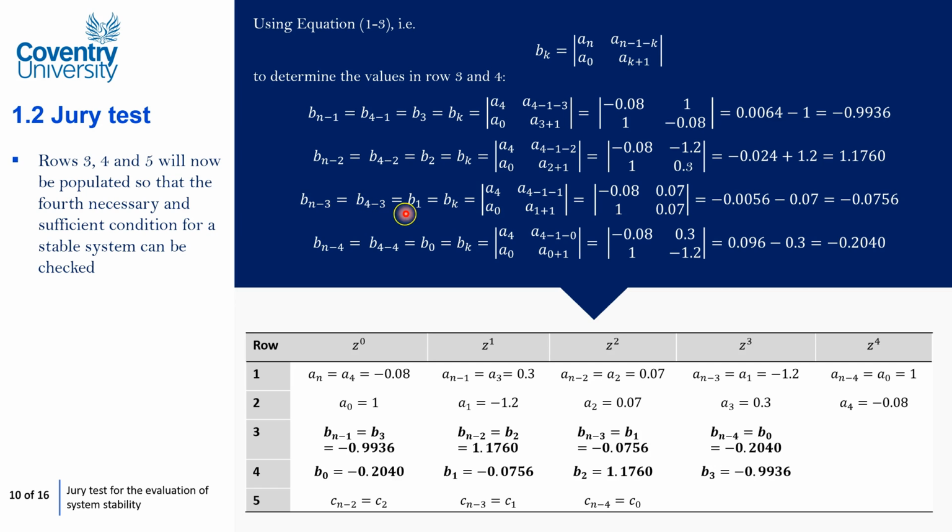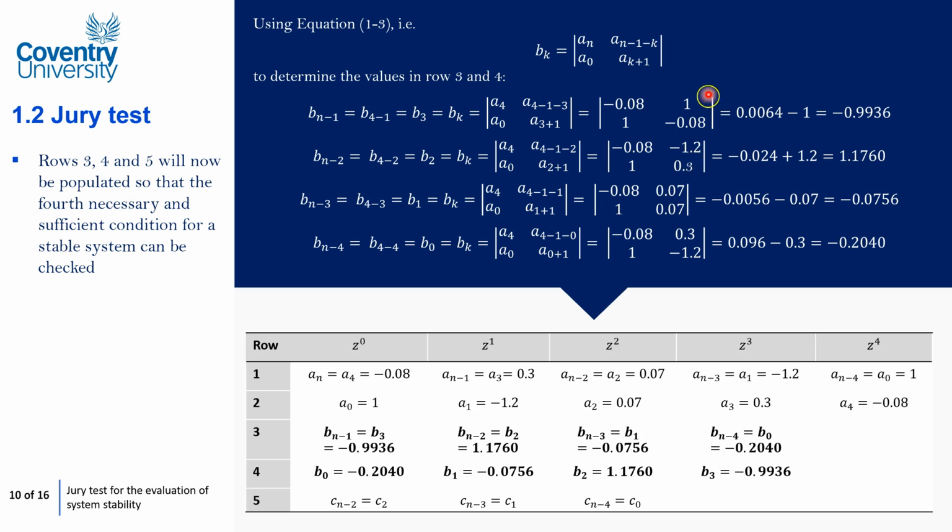And I'll run through one more. So in this case, we work out B1, so therefore k is 1. So A_{4-1-k}, in this case k is 1, so that's going to be A2. So here, 0.07. And then A_k, where k is 1, plus 1, which is A2, which is here or here. Okay, so then the pattern follows for B0, but I'll not run through that one.